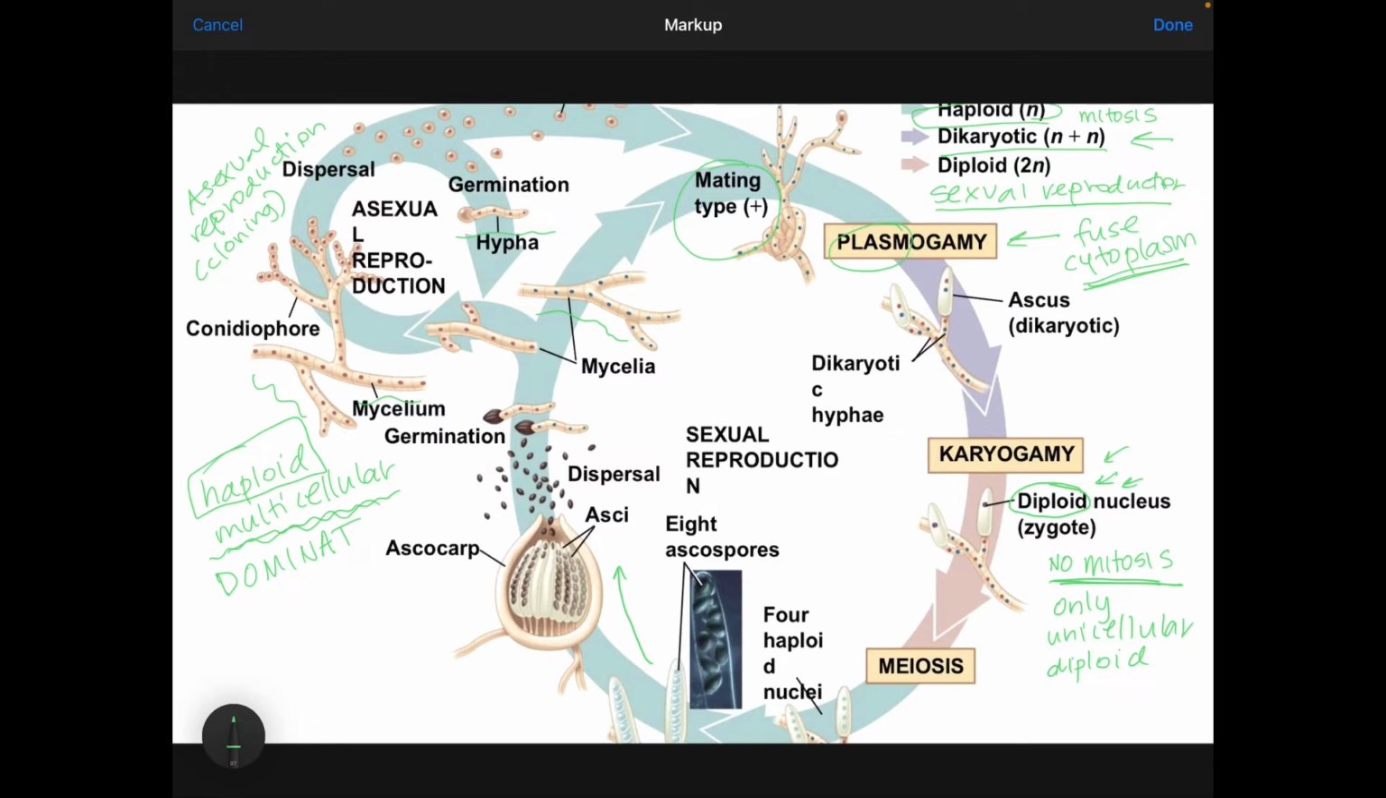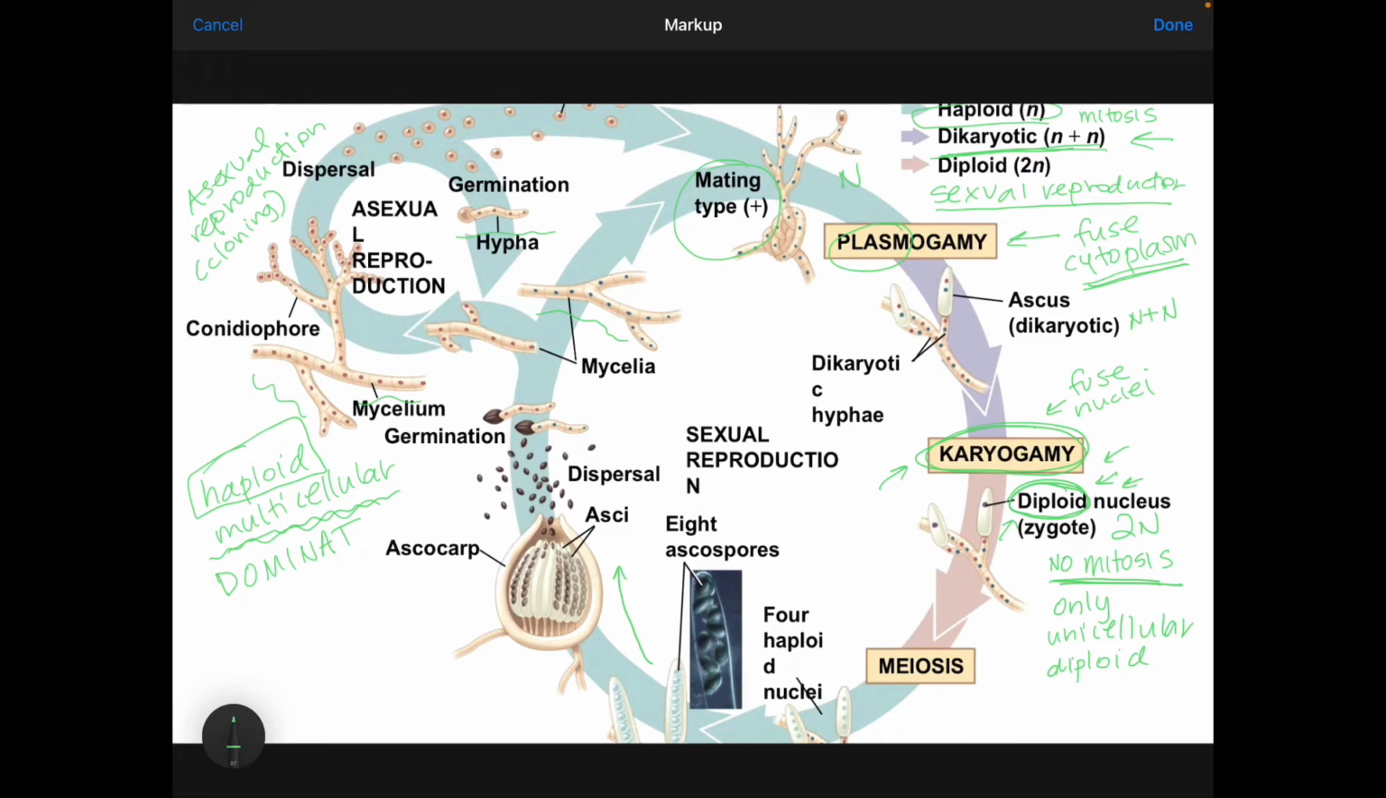The next thing that will happen is karyogamy. So this is our dikaryotic stage. Under karyogamy, that is where our nuclei finally fuse. So fuse nuclei. And now it is actually diploid. Okay, so now we are at 2N. When here we're at N plus N. And before that, we are just at plain old N. So all the turquoise part is N. The purple is N plus N. And the pink is 2N.